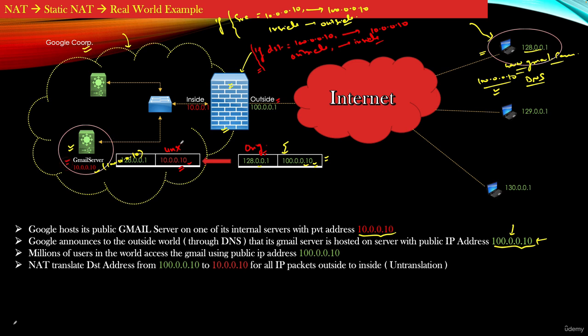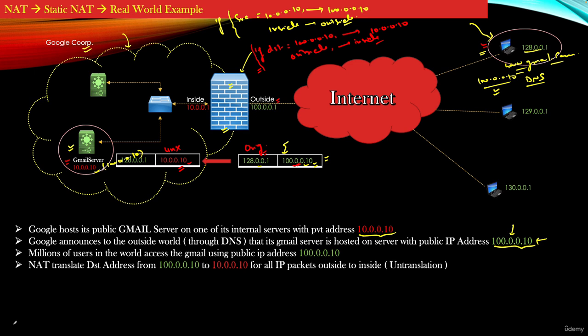All right. So the end user never knows that he is actually accessing the machine which is sitting on 10.0.0.10. All he knows is that he is accessing the machine which is sitting on 100.0.0.10. Always remember, the private addresses are never exposed outside the private network. Nobody knows what the private addressing scheme of various machines inside the private network of an organization is.